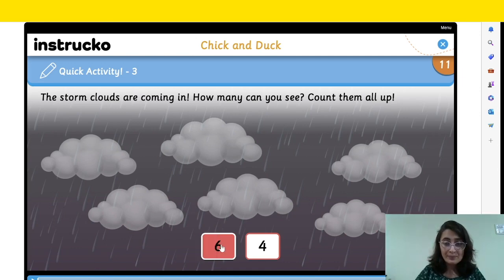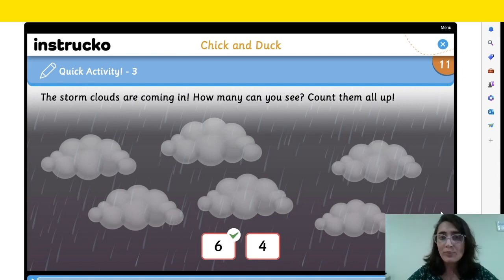Okay. These are storm clouds. Now, do you know what storm clouds are? Storm clouds are the clouds that give us rain and lightning and thunder. No wonder Chuck is afraid. See, Chuck is such a small bird and obviously he will be afraid of lightning and thunder, right?